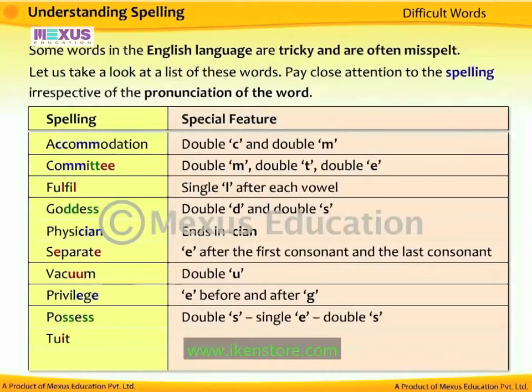TUITION, tuition. There is an I before and after T. YIELD, yield. The I is followed by E.